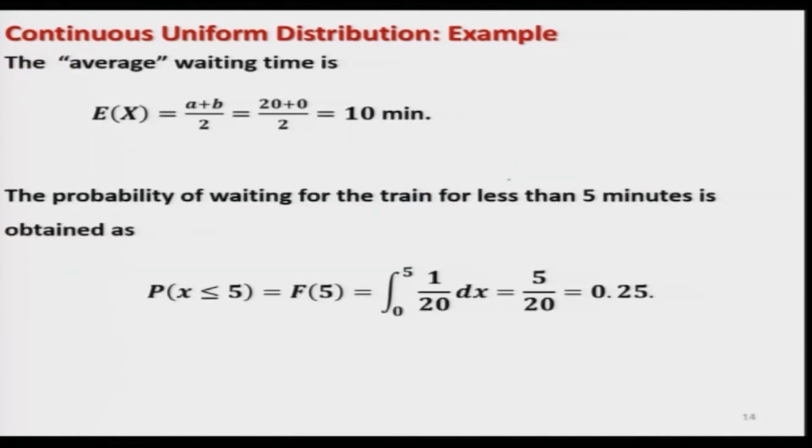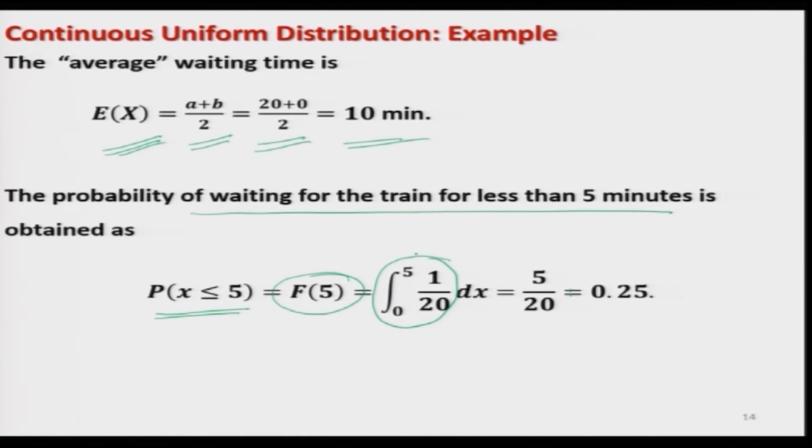Now, we have already done this, but if you want to find out the average waiting time, that will be (a plus b) upon 2, that is (20 plus 0) upon 2, which is 10 minutes. Right. Now, if you want to compute the probability of waiting for the train for less than 5 minutes, this can be obtained by computing the probability that x is less than or equal to 5. Now you know this is nothing but your CDF at value 5, and this is equal to the integral from 0 to 5 of 1/20 dx, which is equal to 0.25.